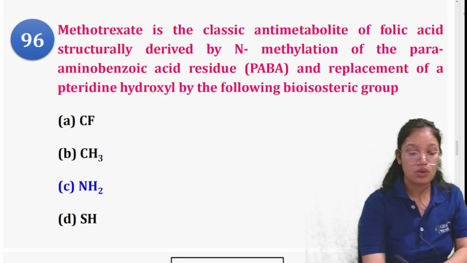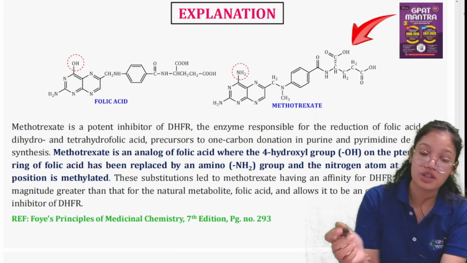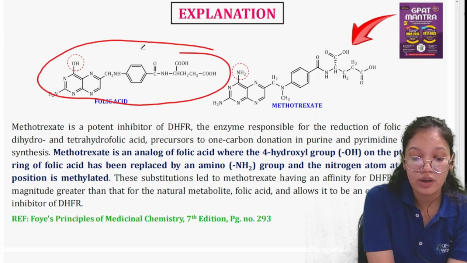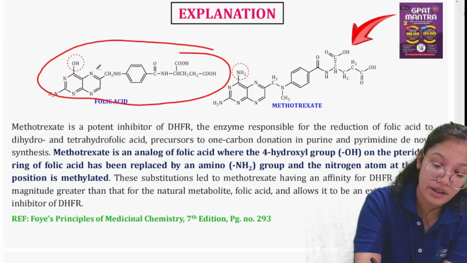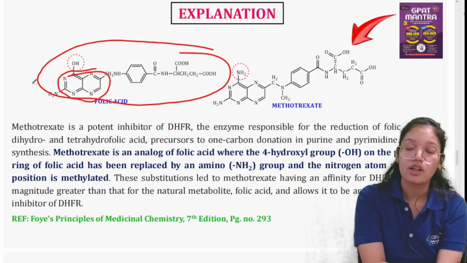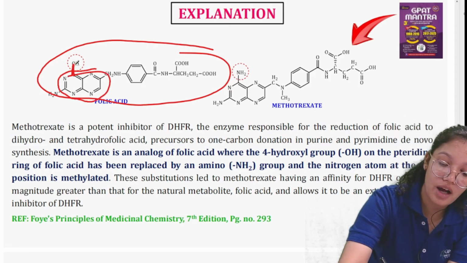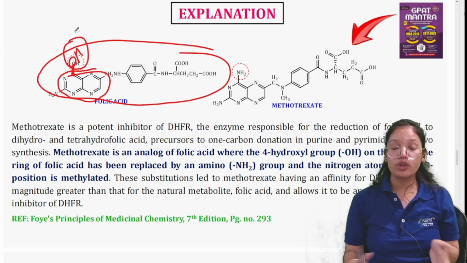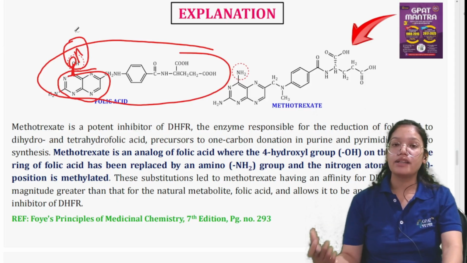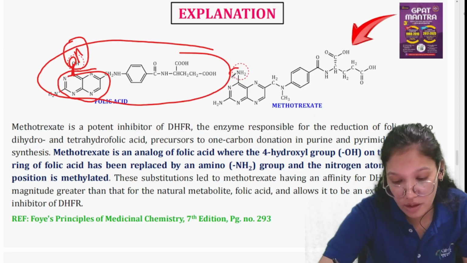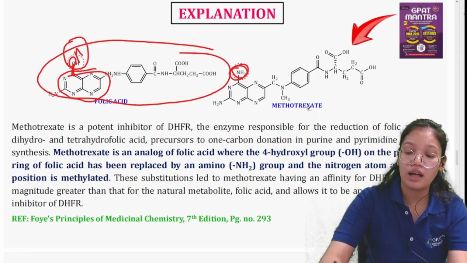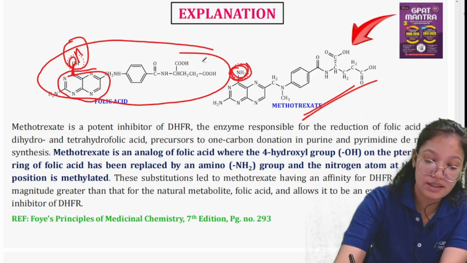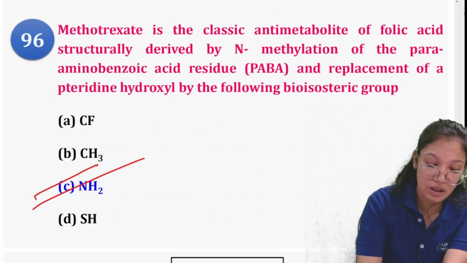So let's look at the structure first. This is the structure of folic acid. In the structure of folic acid, here we have a pyridine ring, and in that ring we have a hydroxyl group. They are asking to what group this hydroxyl group should be changed or replaced so that we get methotrexate. If we change it with NH2, we get methotrexate here. So the answer is NH2, that is the C option.